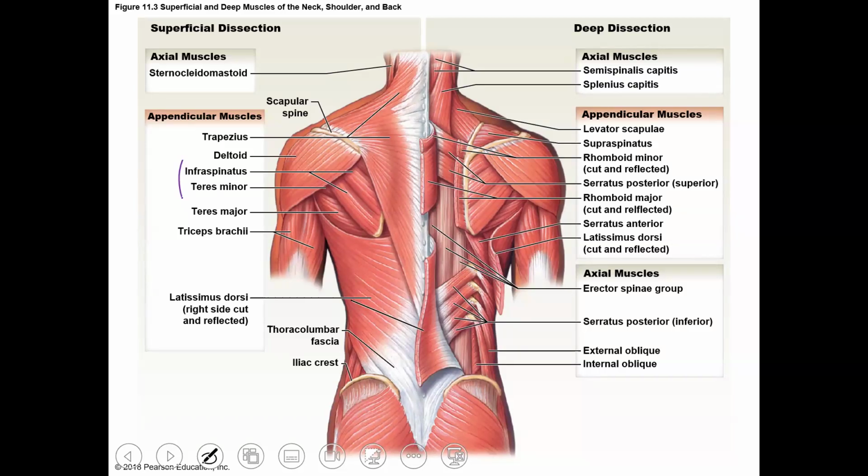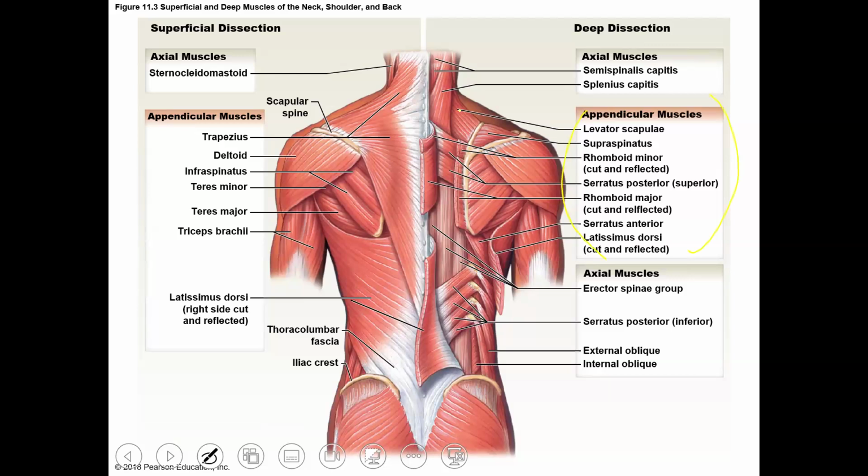We also see latissimus dorsi again back here, the thoracolumbar, big old band of fascia right here. It's this kind of triangular band of connective tissue. Here's the iliac crest, okay, of the ilium. And then you can see axial muscles here, SCM, sternocleidomastoid. Okay. Axial muscles, semispinalis capitis. When you see cap, that means it goes up to the head. Splenius capitis. So you put a cap on your head, like a baseball cap. Okay. And then we see appendicular muscles over here.